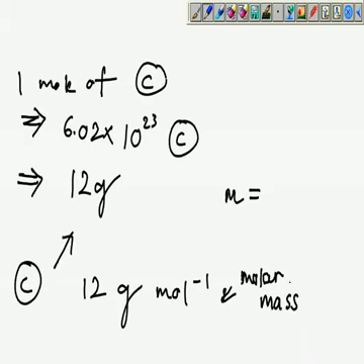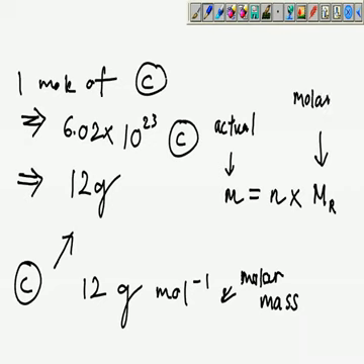Carbon has 12 grams per mole, and this is what we call a molar mass. So actual mass can be obtained from how many mole times the molar mass. Okay, this is what we call molar mass: the mass of 1 mole of atoms. That is what we call molar mass.